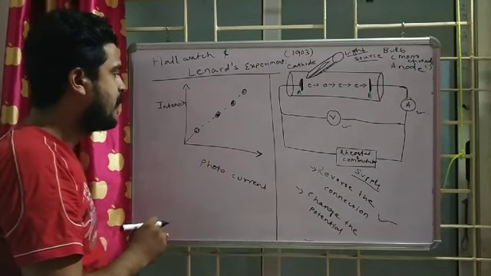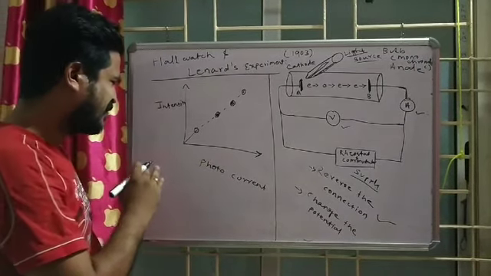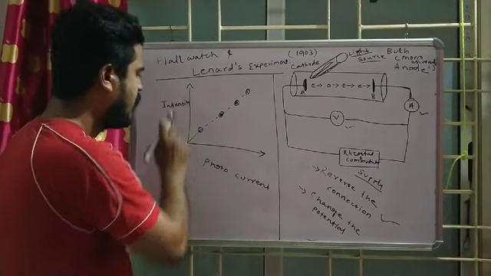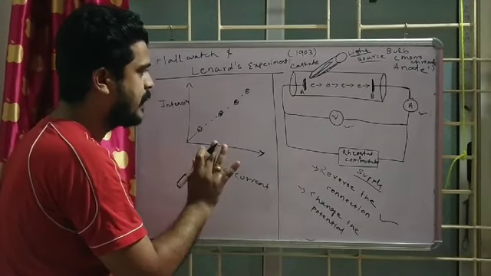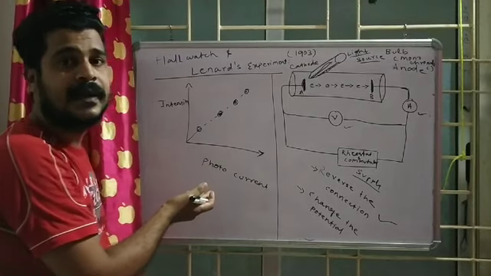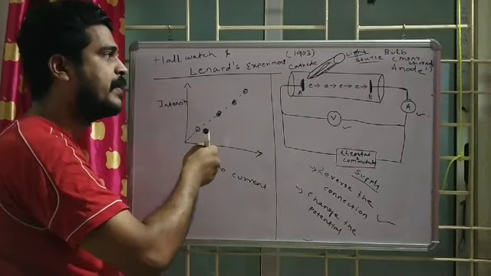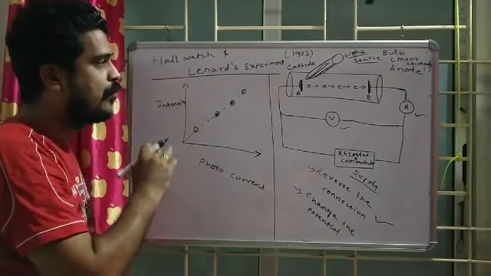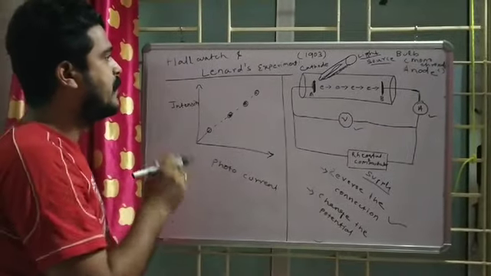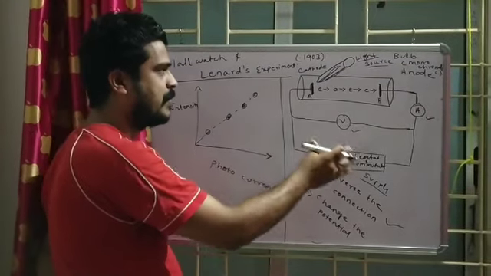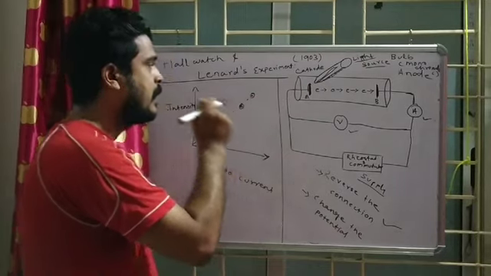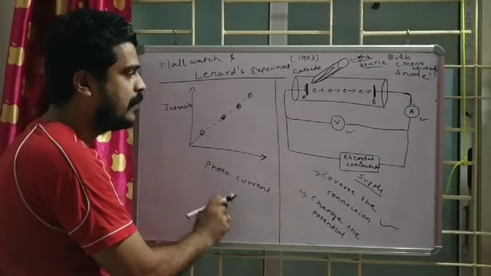This will be the relation, meaning as we increase the intensity, the photoelectric current will also increase. That means we will get a simple straight line. And this is the observation they have done, and we have to write like this. In this experiment, everything you have to write. Then the relationship between intensity and photocurrent.